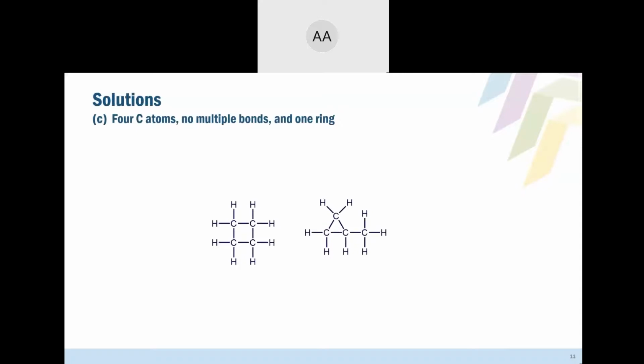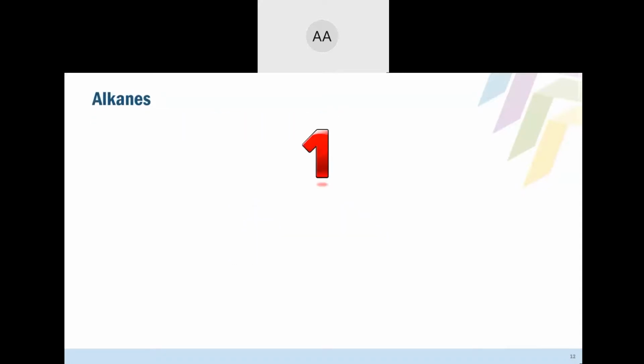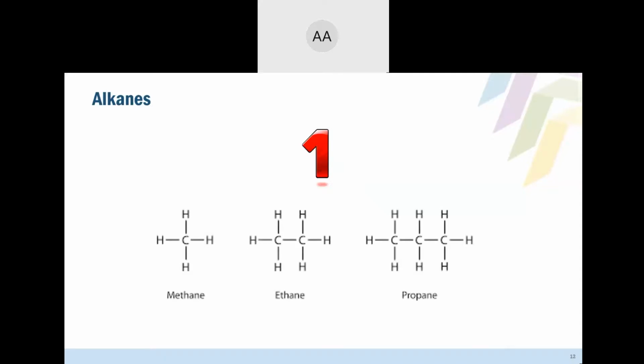What are we going to look at? Alkanes. So, refresher. Methane, ethane and propane. Methane, we have 1 carbon, ethane 2 carbons, and propane with 3 carbons.